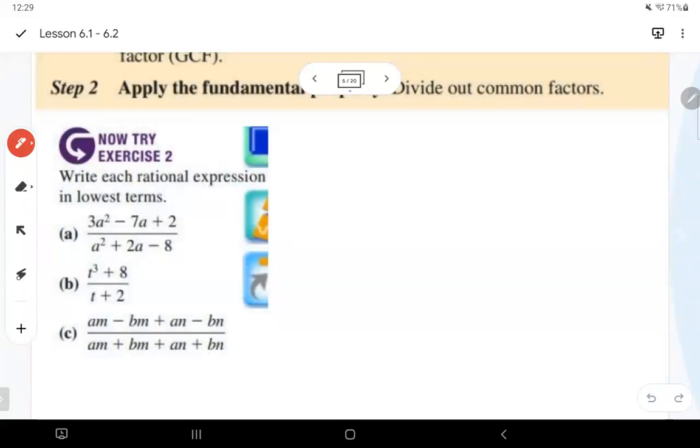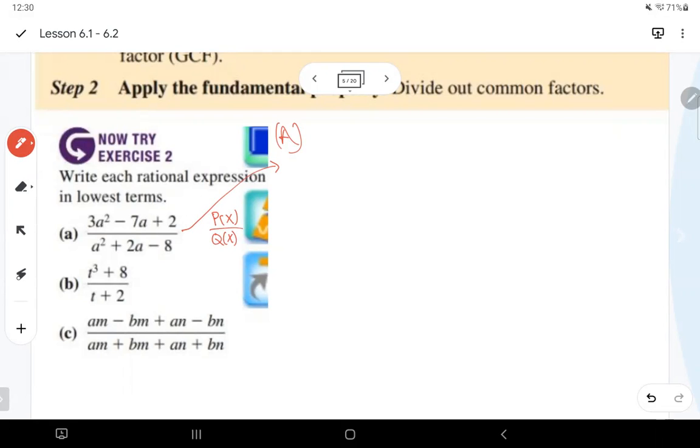Okay. All right, so write each rational expression in lowest terms. First thing you have to do is factor each situation. Okay, so we're going to factor the top and bottom. We're going to work with A first. Remember, this is set up as P of X over Q of X.